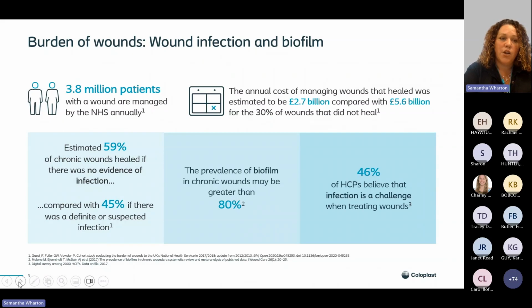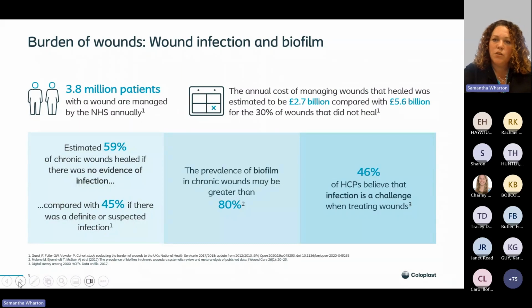So back 5 years ago, there were 3.8 million patients with a wound that were managed by the NHS annually. And that's 3.8 million patients that the NHS knew about. How many patients are actually managing their wounds at home with no healthcare professional support and not thinking that they actually need to get some specialised help to progress wounds and just is part of their everyday.